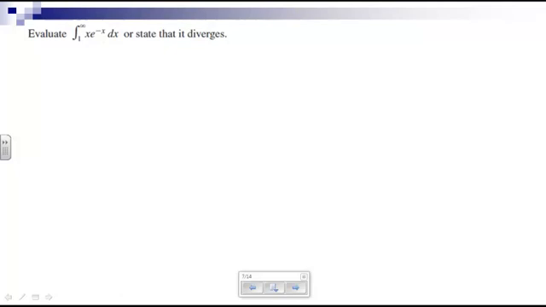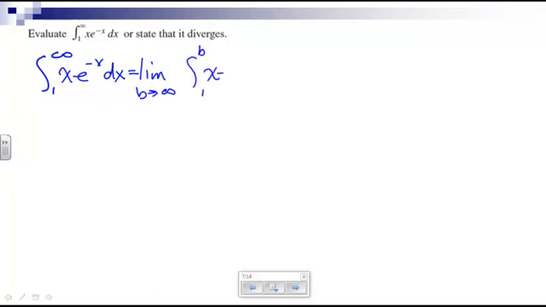So here we are picking up the lecture again. We're going to be a little bit more deliberate, talking about how to find the value of this improper integral. And again, it's improper because it's got that infinity as one of the limits of integration. Our automatic step is to take the improper integral and rewrite it as the limit as b approaches infinity of the integral of x times e to the negative x dx.